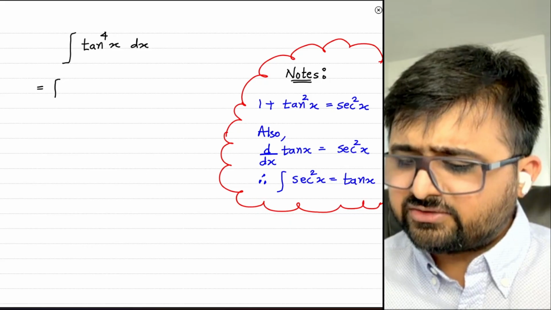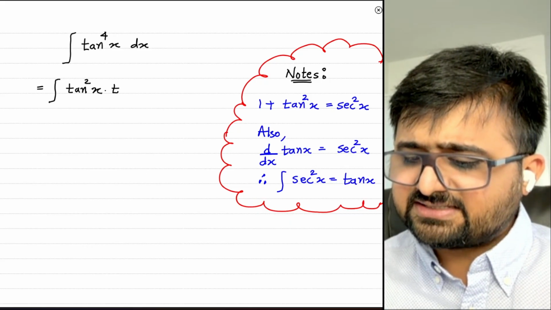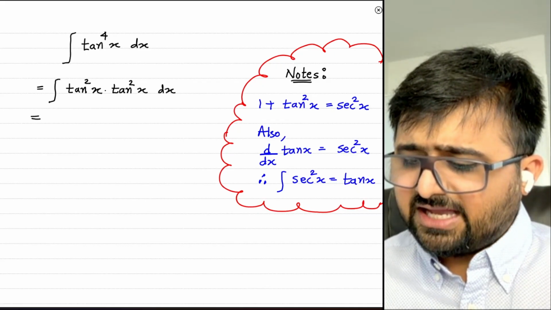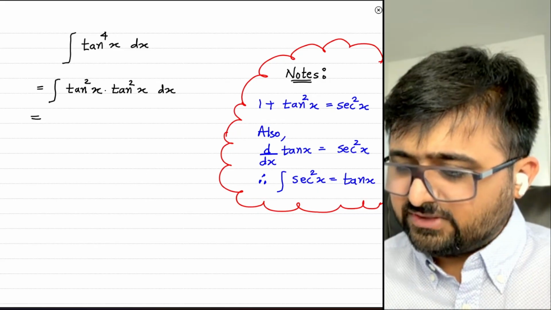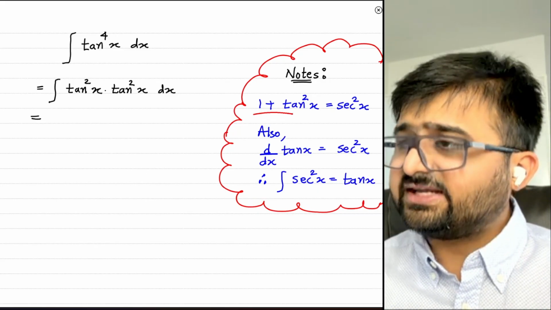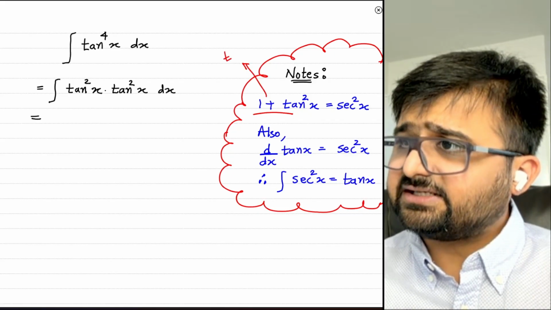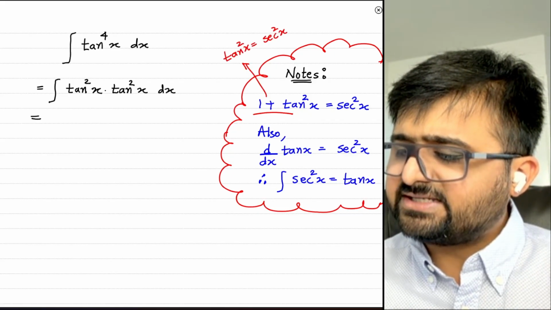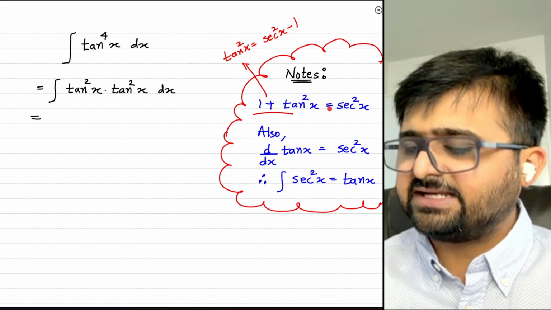So in order to introduce sec square x, what you do is split this into two factors. Just write it as tan square x times tan square x dx. And then we can convert one of the tan square x into sec square x. How? Because we know that 1 plus tan square x is sec square x. So we can use this identity and say that tan square x is sec square x minus 1.